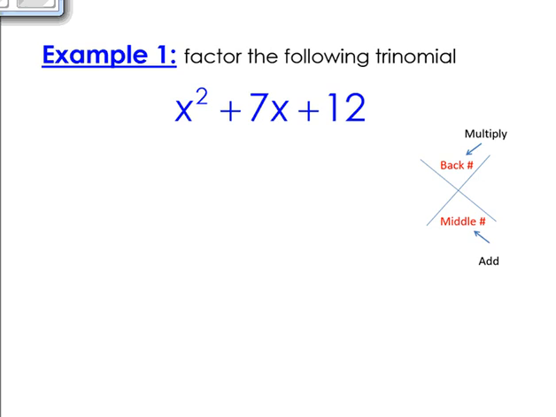And when I make that factor x, I put the back number back here, and I say, okay, I'm going to multiply to get a positive 12. So I'll write that over here. So what multiplies to give me positive 12, and what adds to give me a positive 7?